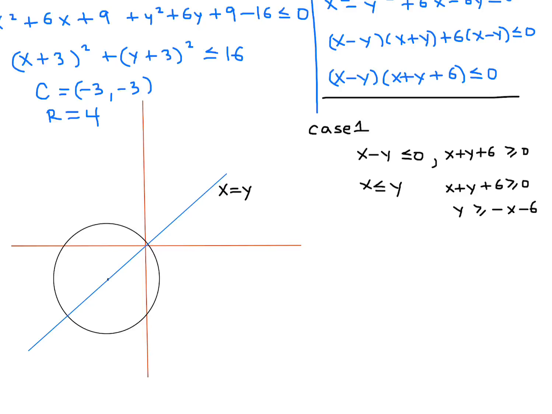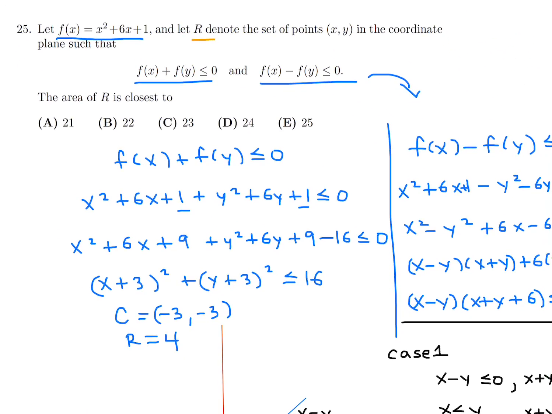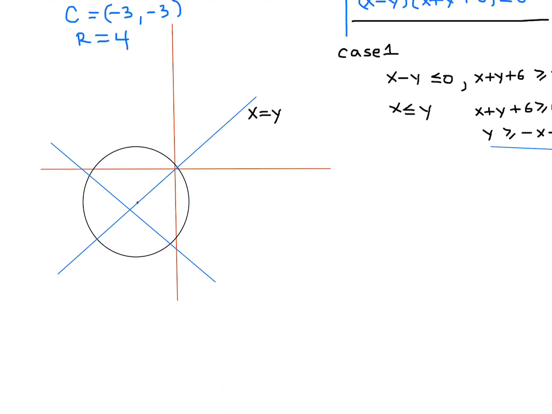So when I plot this line here, it's going to be something like this, approximately. Something like that. So now we have to figure out what are the regions in this diagram that we are interested in. Because if you read the question, R denotes the set of points in the coordinate plane for which these are all true. So the area of R is closest to. So we have to figure out what that region is.